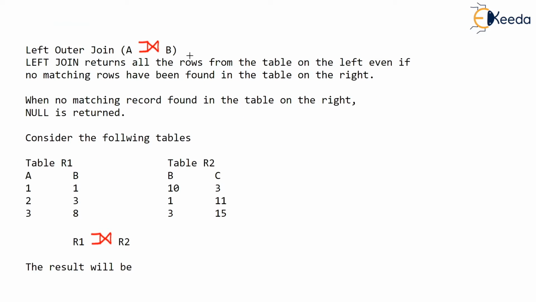Check the symbol. Left join returns all the rows from the table on the left. Check this. It will definitely give all the rows of the left table, even if no matching rows have been found in the table on the right. When no matching records are found in the table on the right, then null is returned.